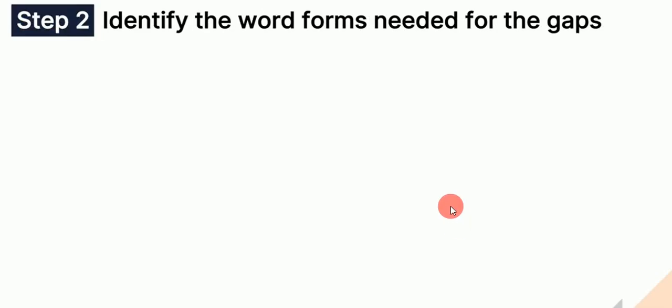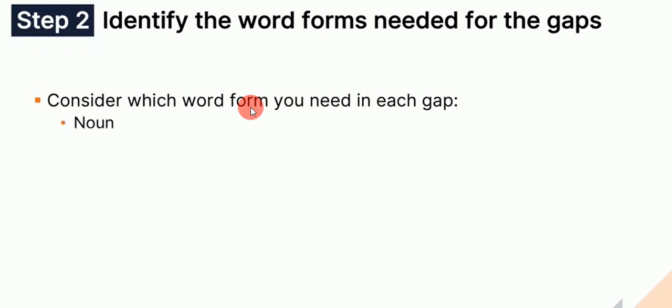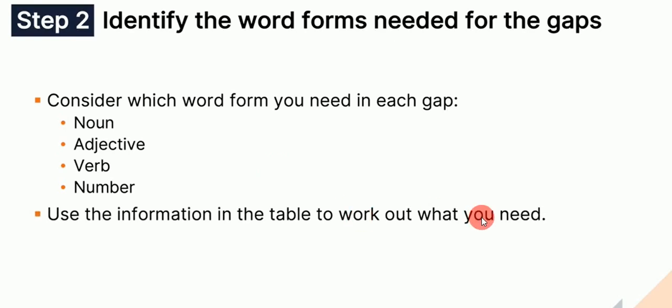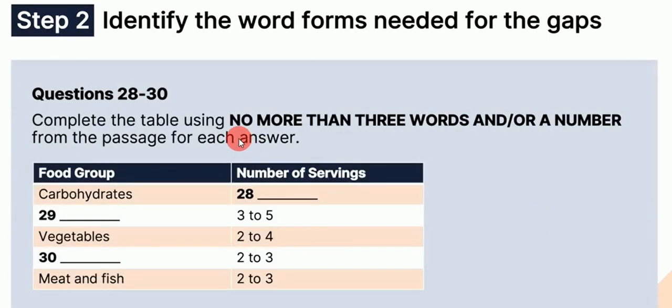After gaining a general understanding of the table, the second step is to identify the word forms needed for the gaps. Think whether you need a noun, an adjective, a verb, or a number. You can often use the information that is already in the table to work out what you need. In this table, for example, it seems we need 1 or more numbers for question 28 and a noun, that is, a food group, for questions 29 and 30.